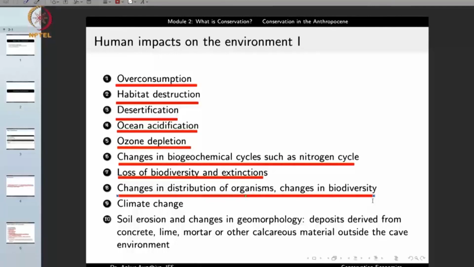Probably we have some new species that have come up into this area. So these are changes in the distribution of organisms, changes in biodiversity. Then we have climate change.